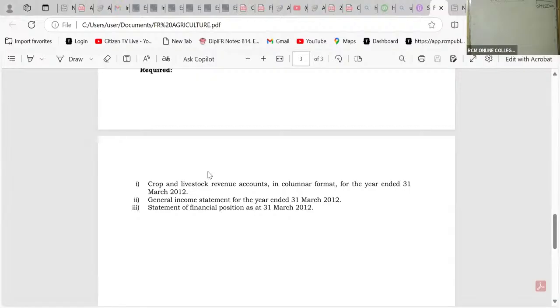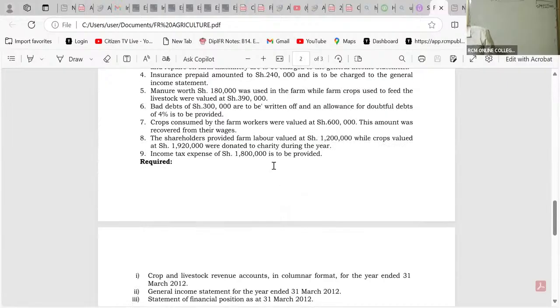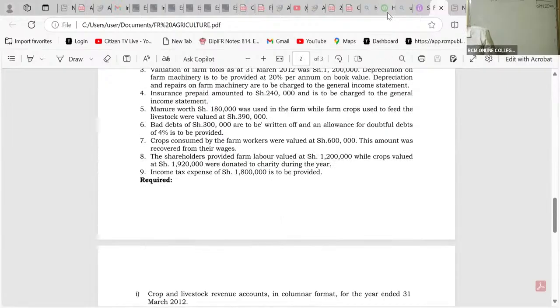Why am I saying he's wishing me success, ladies and gentlemen? Because I will be able to get all the marks without even knowing what I'm doing. This is straightforward. Failing in financial reporting is simply a student who wants to fail. If you're a keen student, you should be able to get all these marks. So, crop and livestock revenue accounts.